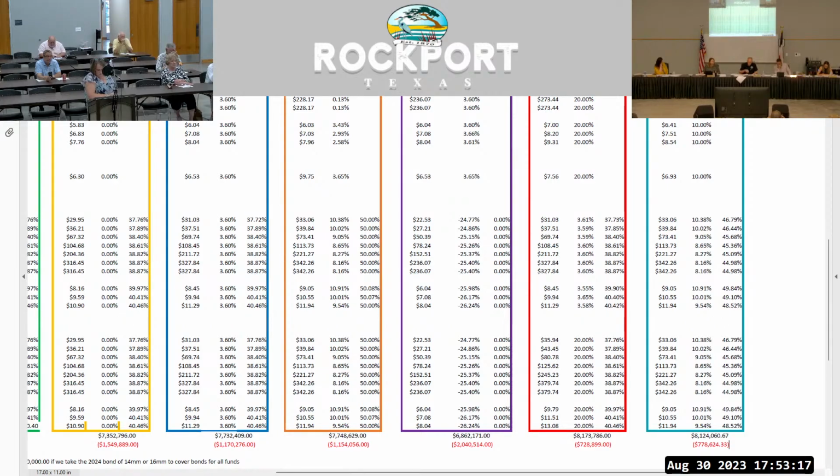The residents of Rockport own this system. It's an enterprise system. It's intended to be run as a business and operate as a business. And so I don't think it's inequitable to have an inside-outside rate. I own property outside city limits. I was raised outside city limits. I pay those rates for my property outside city limits. It wasn't a surprise to me.